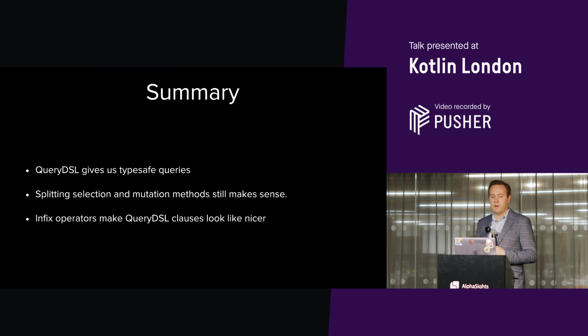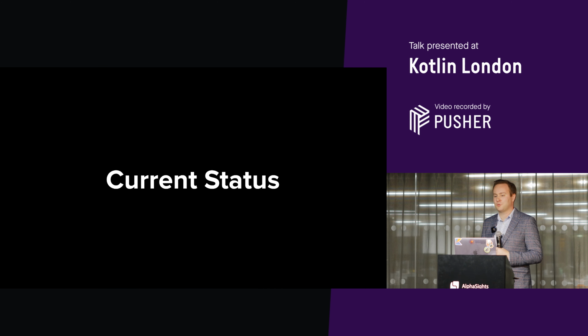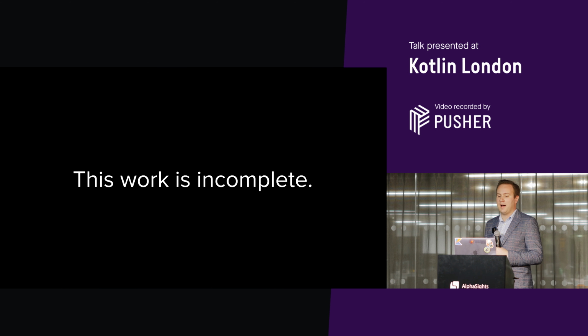So in summary, Query DSL, even though it's a Java library, makes our database code look a lot more type safe. But we needed to do work still to separate those selection, our reading methods, and our mutation methods. And then finally, our use of infix operators in Kotlin helped make our query language much more natural. So that's a quick overview behind the reasoning of the changes we made. Let's talk a bit about how far we got.